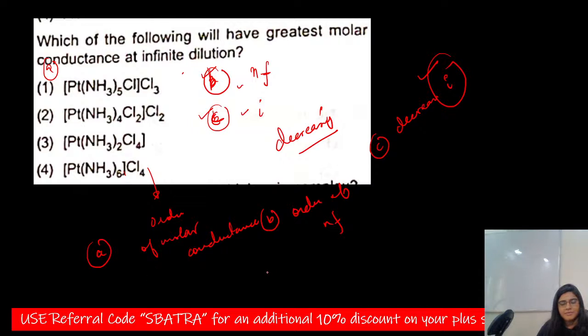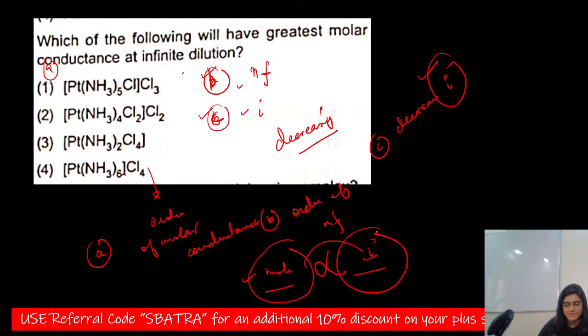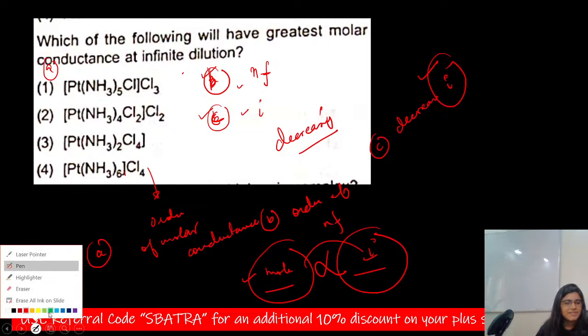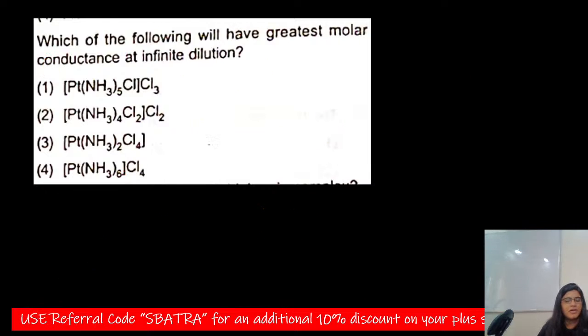Can I relate molar conductance with van 't Hoff factor? Can I say, guys, that molar conductance is directly proportional to van 't Hoff factor? Yes or no? Definitely we can say that molar conductance is directly proportional to van 't Hoff factor. So the order of molar conductance and the order of van 't Hoff factor will definitely be the same.